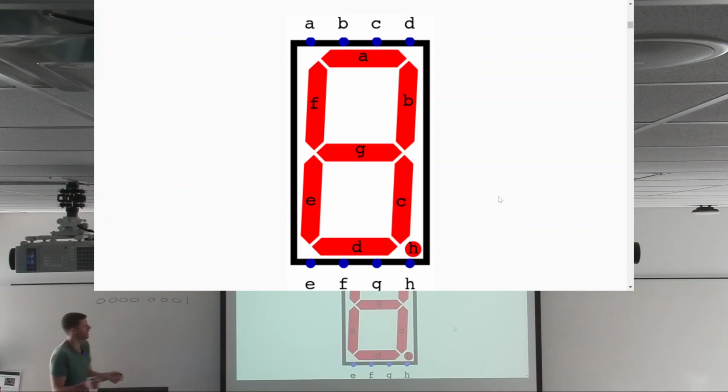So I have a choice. I can either do A, B, C, D, E, F, G, H, or I could do it in the reverse order, H, G, F, E, D, C, B, A. It doesn't really matter. But if this was my strategy, and I wanted to output the number 1, and I gave that bit pattern to the 7-segment display, what would we see?